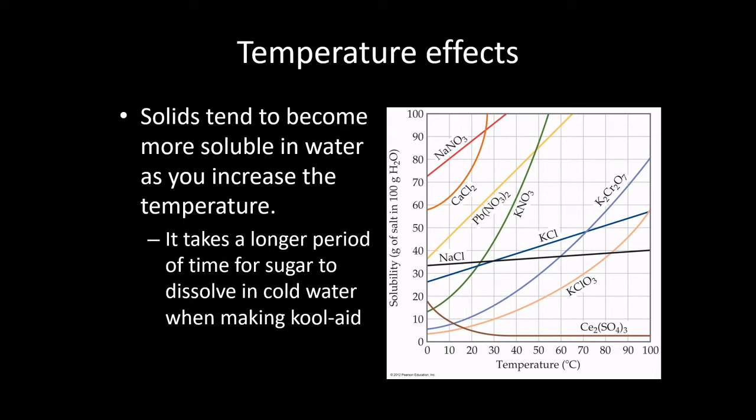The amount of stuff that can be dissolved for every 100 mils in the case of this particular graph here, or 100 grams, which would be the same as 100 mils, essentially. The amount of stuff that would dissolve in that amount of water increases for practically everything. Now you do see there is one exception to this here. This is the cerium sulfate.